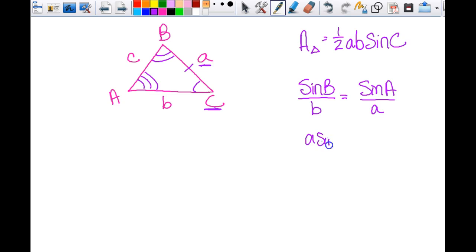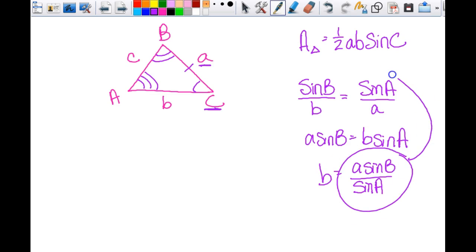a times the sine of B equals b times the sine of A. Okay, so b is the one that I don't know. So if I divide this out, I get that b is equal to a times the sine of B divided by the sine of A. You with me on where it came from? Remember, you don't have to recreate this. This is just how we're getting this. So I'm going to take this, and I'm going to substitute it in right there.